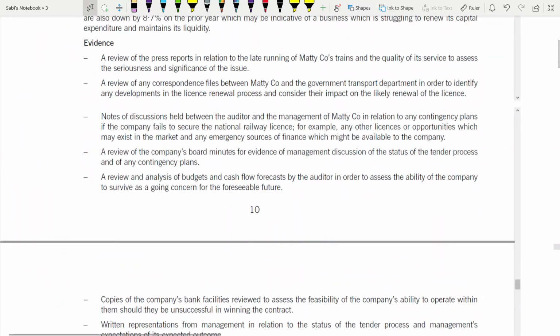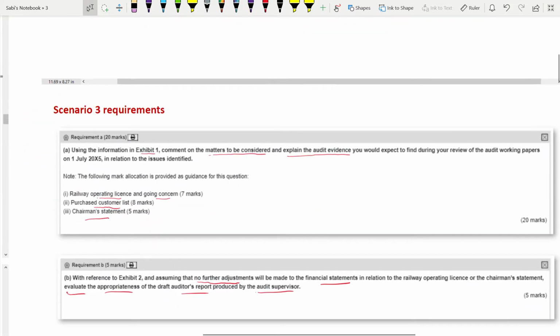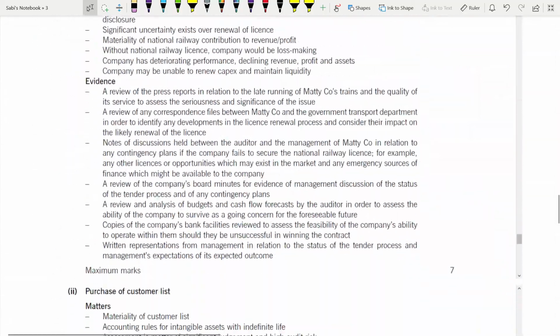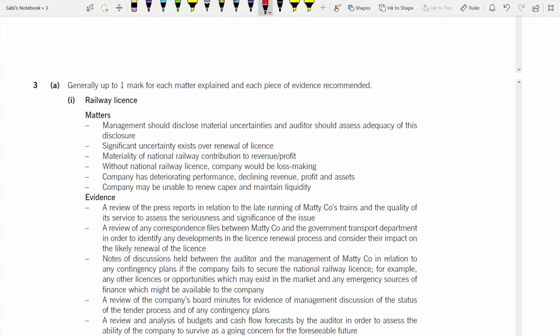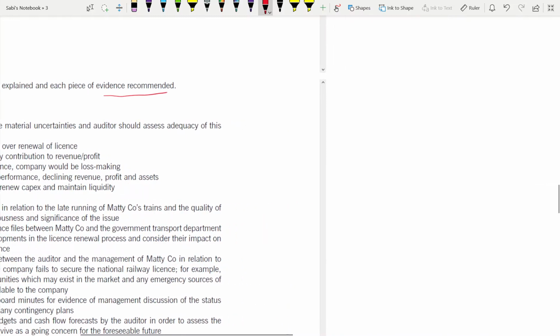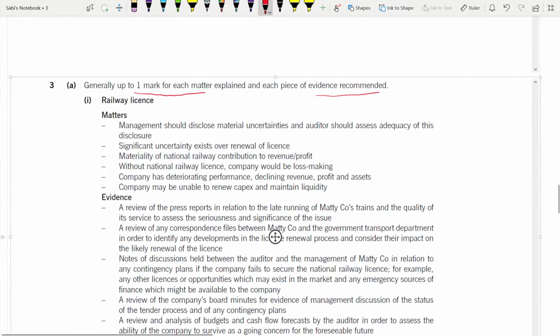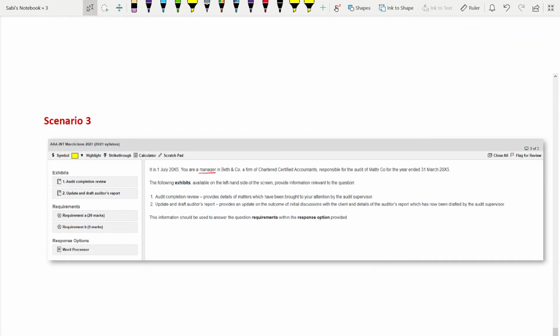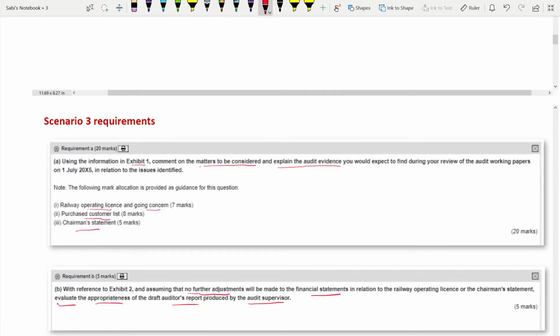It is for 7 marks. So how are you going to get the 7 marks? If you see here, generally up to 1 mark for each matter explained and each piece of evidence recommended. You have to explain the matter as well as the evidence. In case you forgot the requirements, let us go back to them. What did the requirement say? Matters to be considered and also explain the audit evidence that you would need. So you have to explain both for all these three: matters, evidence, matters, evidence, matters, evidence. Like this you have to divide.